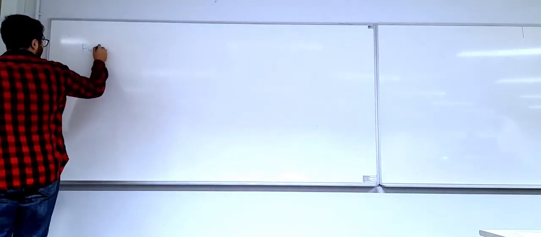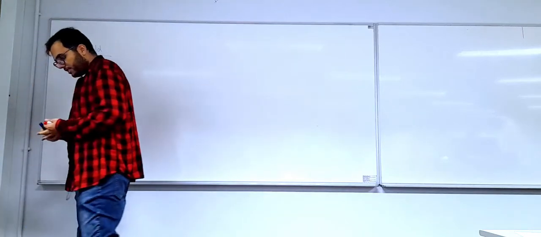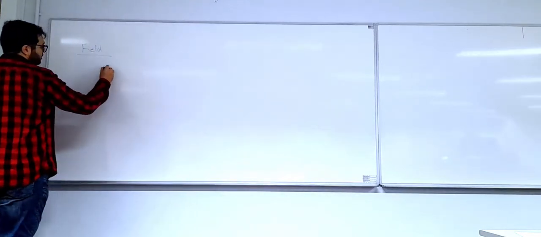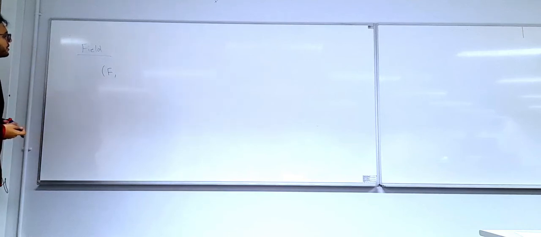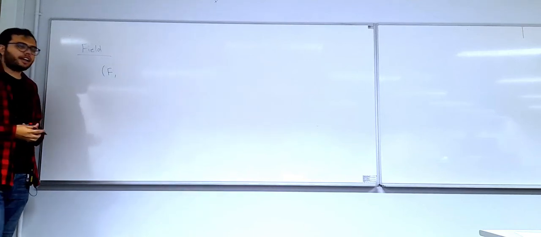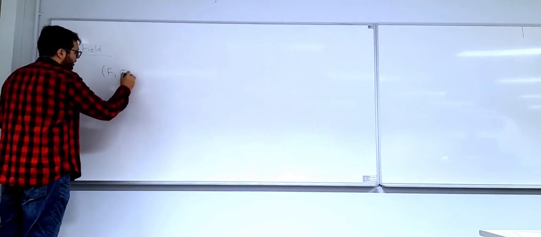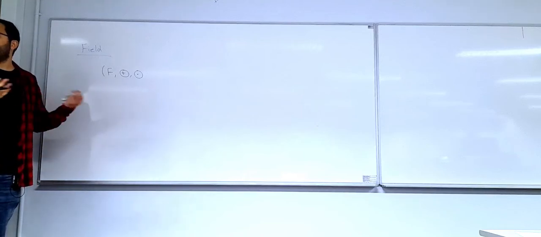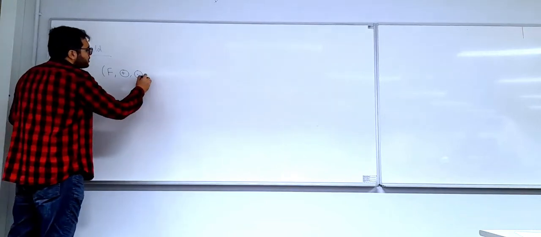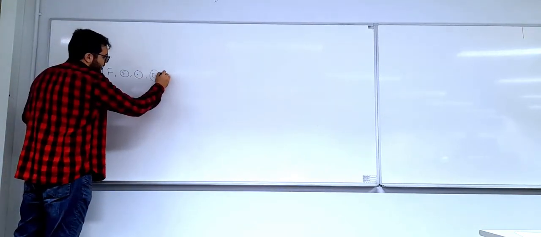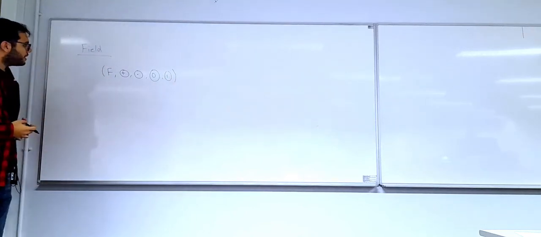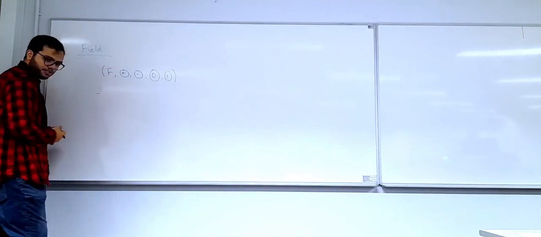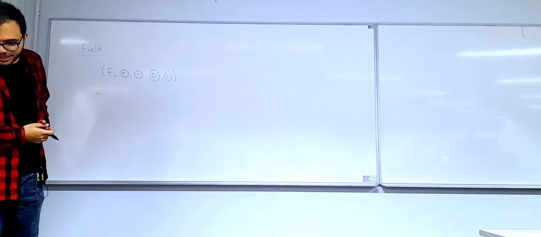So what is a field? A field is just some set, let's call it F. So set F. And I also have two operations on this set F. I have addition and I have multiplication. And I write them like this because they're not the normal addition or multiplication. They can be any operation, right? And I also have a zero element and a one element. Now, it would be a field if these operations and these elements satisfy a bunch of constraints. And I always forget some of them, so now I have notes.